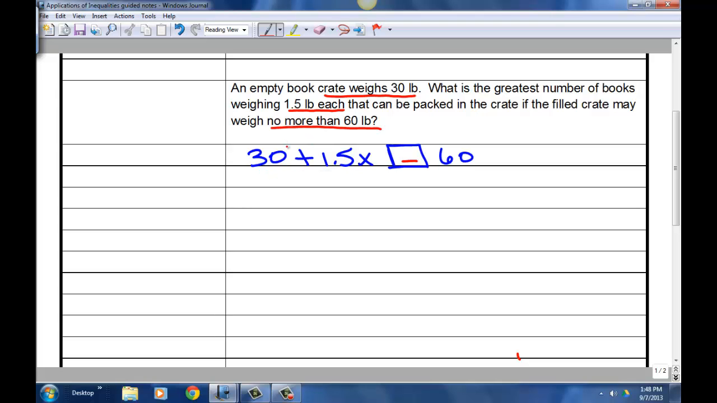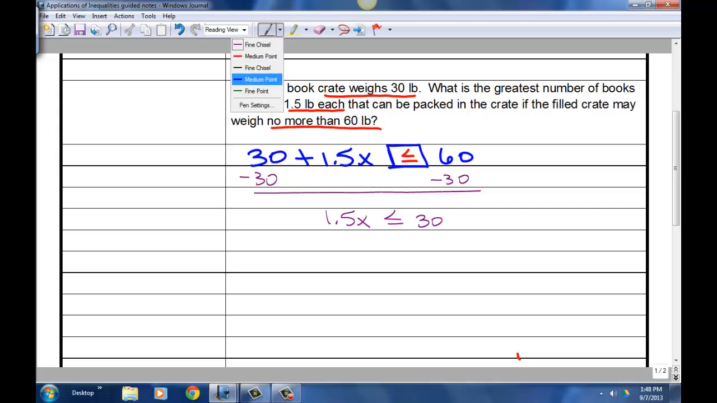So ask yourself again, can this weigh more than 60 pounds? No, because it tells me right there, no more than. That one's kind of obvious. Now I'm just going to solve the inequality. This tells me that I can pack no more than 20 books into my box.